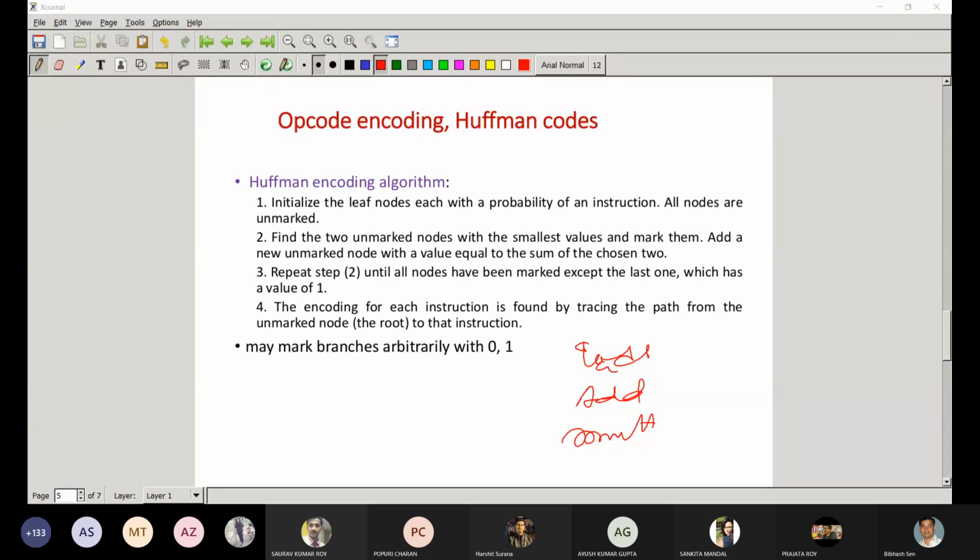Just 1 minute. So it is found that load, add, multiple, or maybe division.